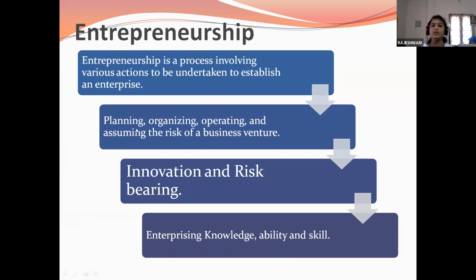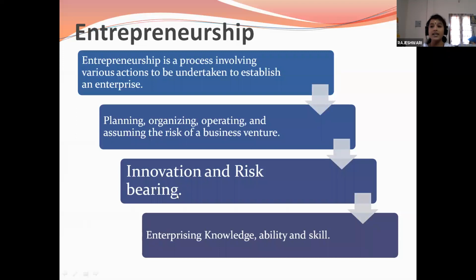Under planning and organizing, we have to collect the essential things required, and then there is the operating procedure. Along with planning, organizing and operating, there is assuming the risk of a business venture. So risk handling capacity is very, very important for the entrepreneur, as well as the innovation and creative techniques we have to handle. In the entrepreneurship process, very important parameters are innovation and risk bearing capability.